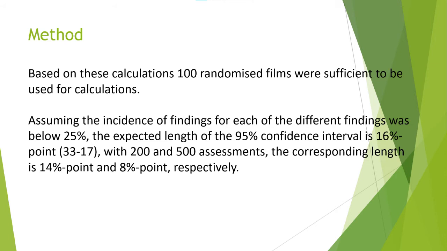Assuming the incidence of findings for each of the different findings was 25%, the expected length of the 95% confidence interval is 16 percentage points. With 200 and 500 assessments, the corresponding length is 14 percentage points and 8 percentage points, respectively.